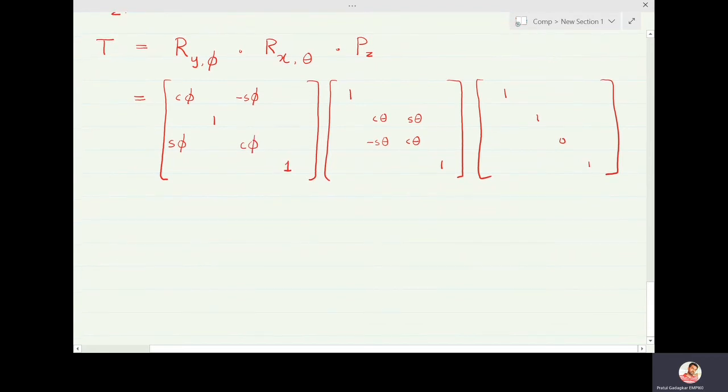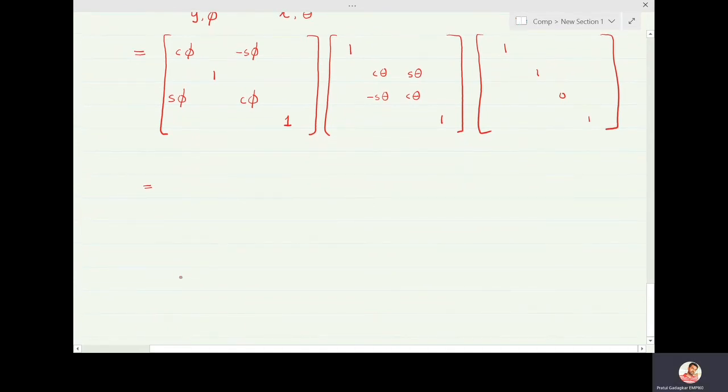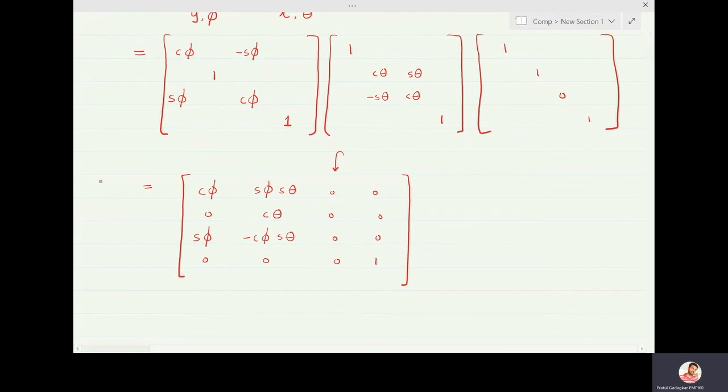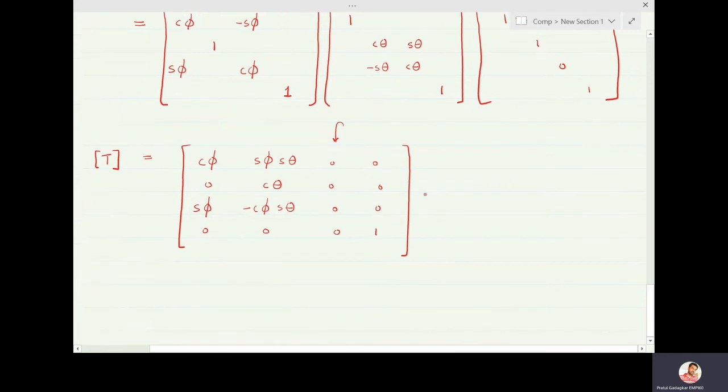When I actually multiply these three matrices, the answer that I will get, I will write here. I will get cos phi, then sine phi sine theta, then here cos theta, here sine phi, here minus cos phi sine theta, and 1 here. Everywhere else there is a zero. It being a projection matrix, at the end I will have 0 0 0 0 as the third column, so this column will be zeros. It means that it's a projection on the z equal to zero plane. This is the general form of an axonometric projection.